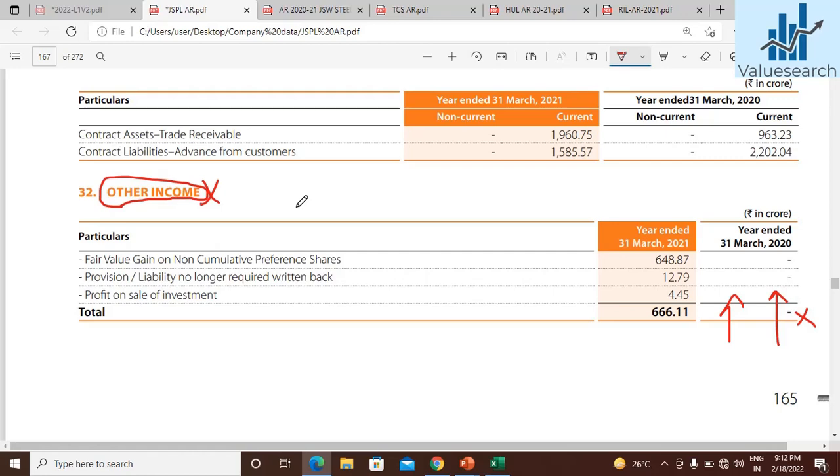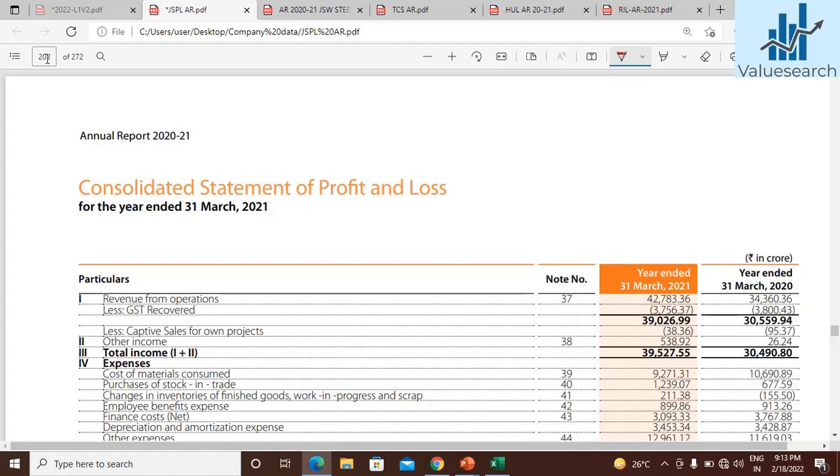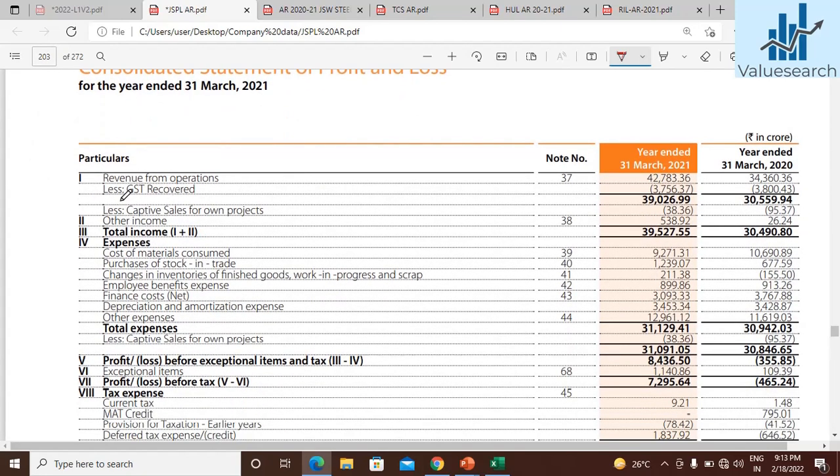But what about the consolidated basis? Consolidated basis means your standalone business plus all other operations with holding companies, joint ventures, other subsidiaries, etc. So let us look at this in depth. Revenue from operations is of this amount, less GST recovered, so you have got your net revenue from operations. Then less captive sales for own projects this amount, and other income of this amount, you have got this total income, right? Now let us look at what is actually behind these numbers.